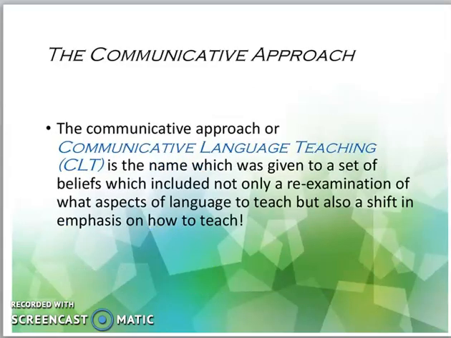The communicative approach. The communicative approach, or communicative language teaching, CLT, is the name which was given to a set of beliefs which included not only a re-examination of what aspects of language to teach, but also a shift in emphasis on how to teach.